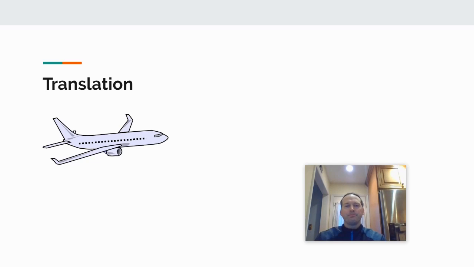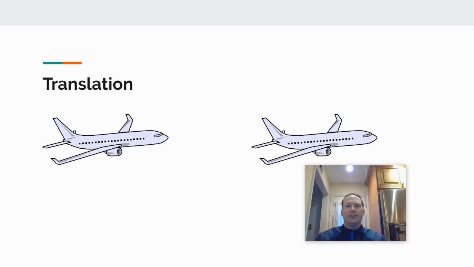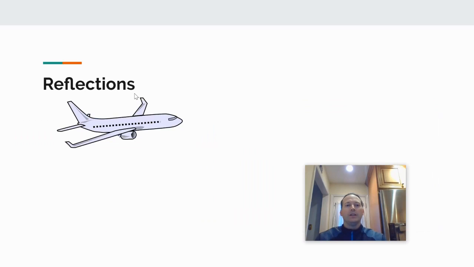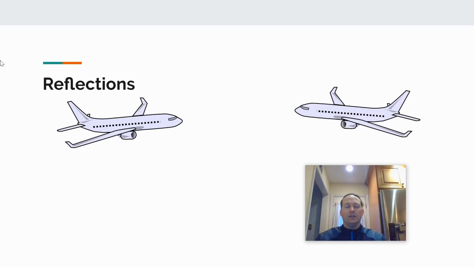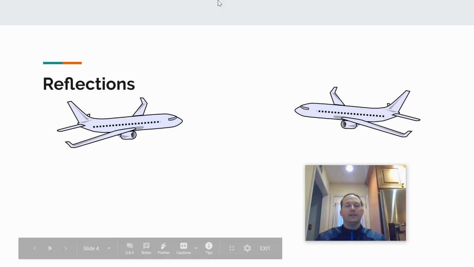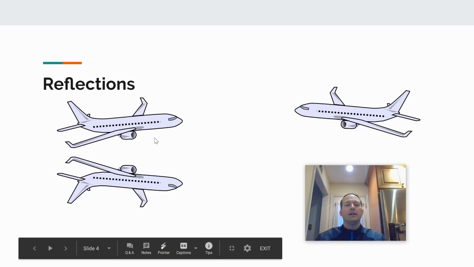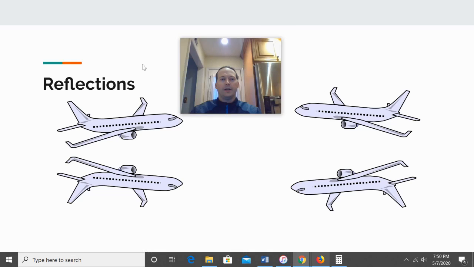First one is a translation. Translation is really simple. It's where an object moves left, right, up, down. That's basically it. Second one is a reflection. Now, a reflection, if you think about it, is a mirror. So when you look in the mirror, you see everything, but it's exactly opposite. So a reflection would look like that. So this would be reflected right here, and everything goes over. This is reflected horizontally, this is reflected vertically, and this is just another one that's down there, just so you can see.